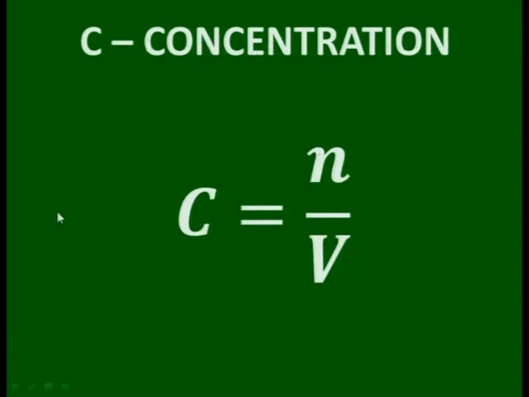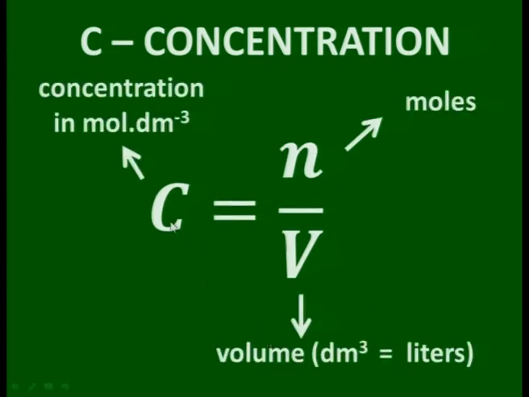The next concept that we're going to talk about is concentration. The equation to calculate concentration is moles divided by volume. The C is for concentration, which is always measured in mole per cubic decimeter. N is moles, and V is for volume, which is cubic decimeters or liters. Cubic decimeters is the same as liters.